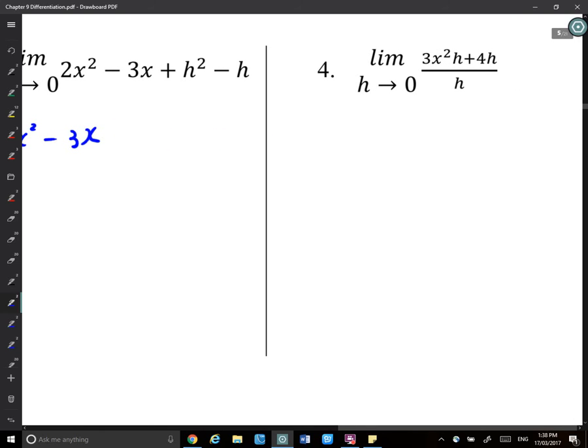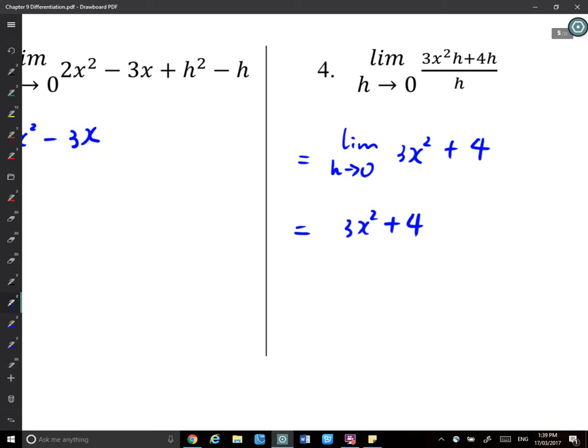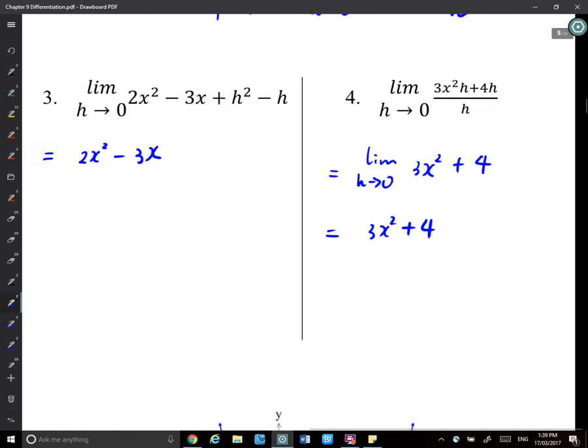For this one, you have h as the denominator, which is not good if you directly substitute it. You can't have denominator 0, so we need to simplify. The h and h should cancel, and what you have is 3x squared plus 4. There's no h involved, so we need to simplify that.